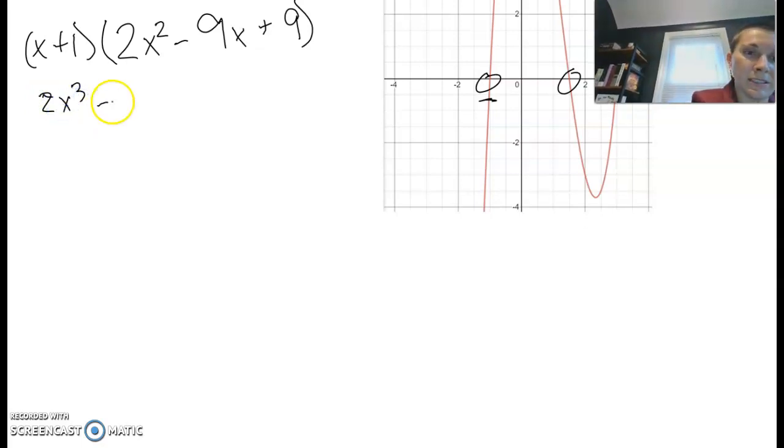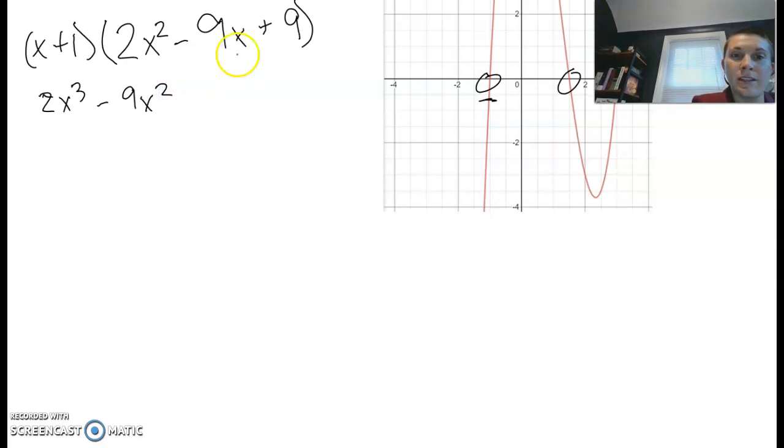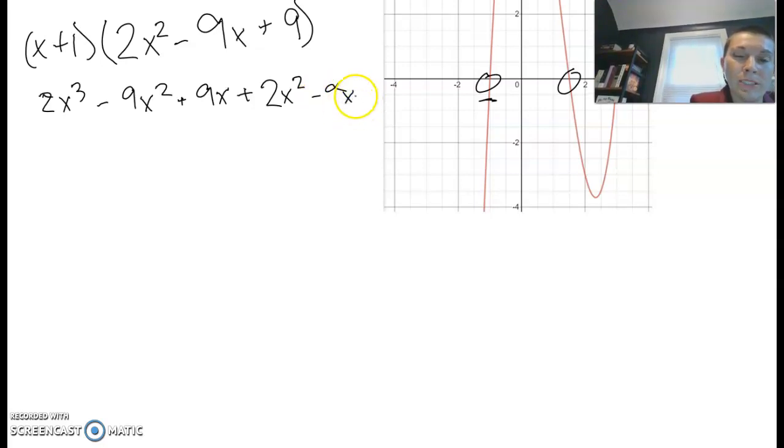X times 9x is -9x squared. X times 9 plus 9x. And then we have 1 times 2x squared is positive 2x squared. 1 times -9x is -9x. And 1 times 9 is +9. So what do we see here?